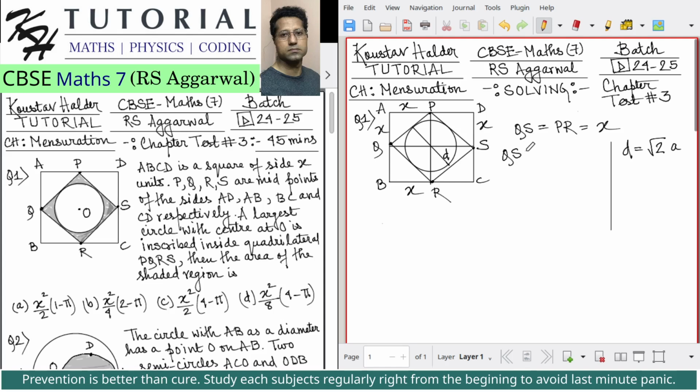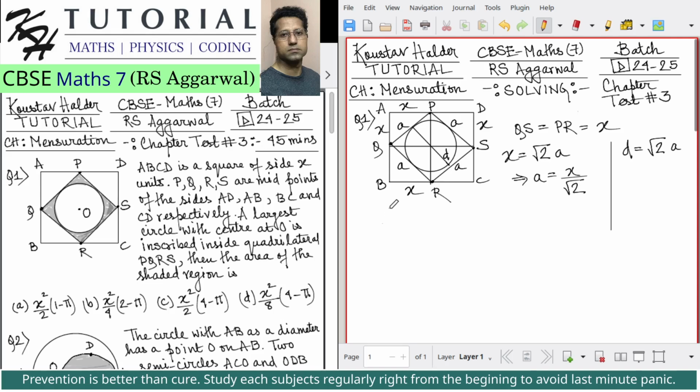QS, since the diagonal of the square PQRS is QS and PR, which is equal to x. So we must have x equal to square root of 2 times a, where small a is the length of each side of the square PQRS. So this implies that a is equal to x by square root of 2. x by square root of 2 is the length of each side of the square PQRS. Now, what is the area of the shaded region?